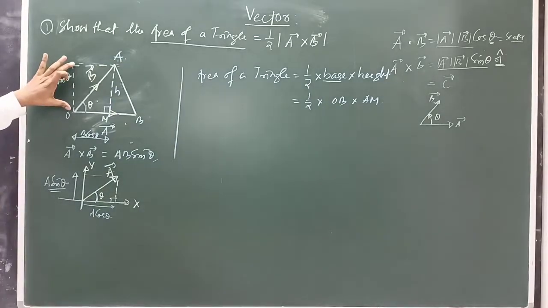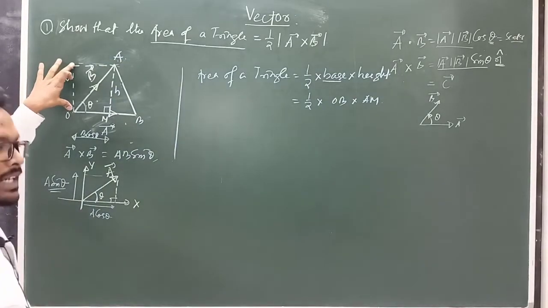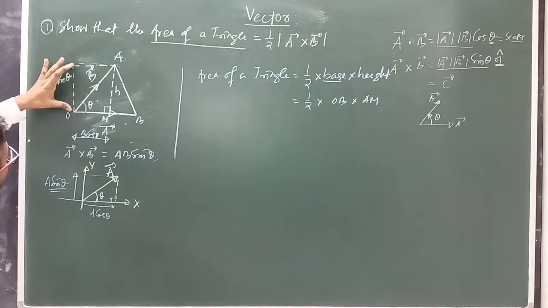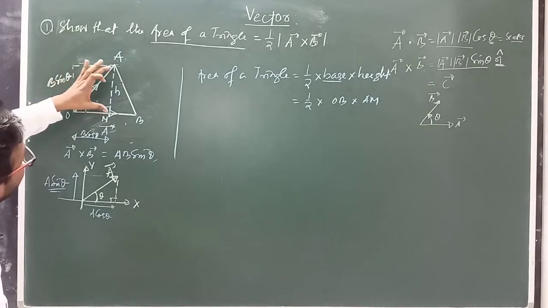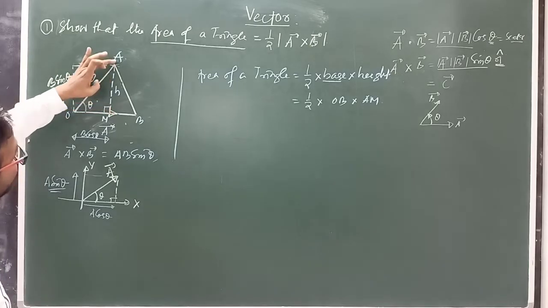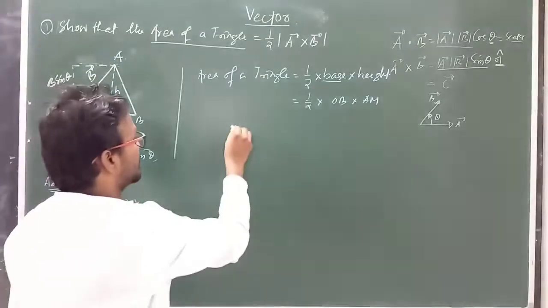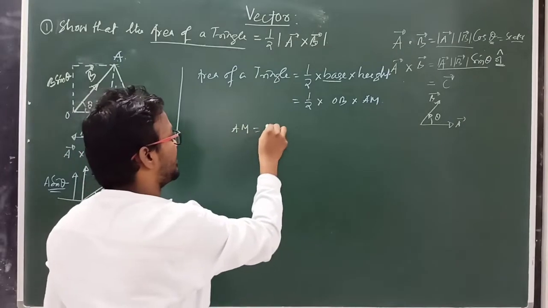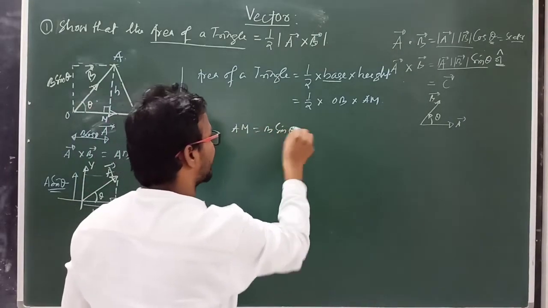That means we can shift a vector without changing its magnitude and direction, but here the magnitude is B sin theta. So if this distance is B sin theta, then AM is B sin theta. So we got here that AM equals B sin theta.